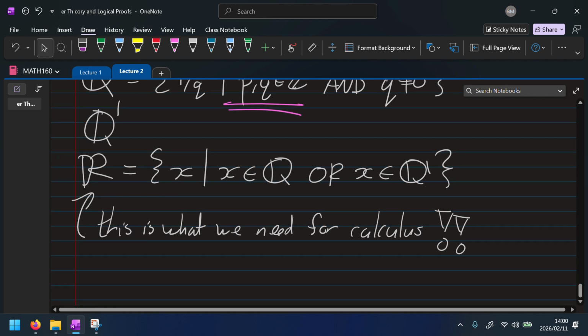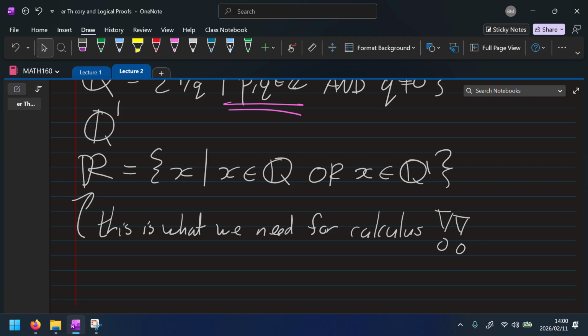Okay. So we're going to be working over the real number line. I'm sure everyone's familiar with the real number line, hopefully. Okay. No hands, so I'll take that as a yes.